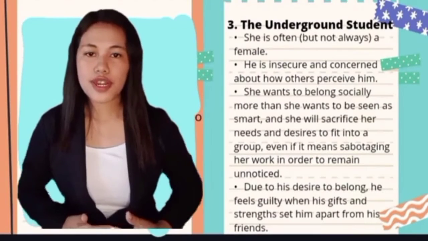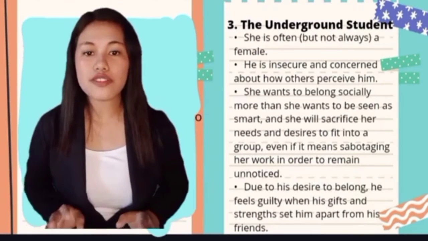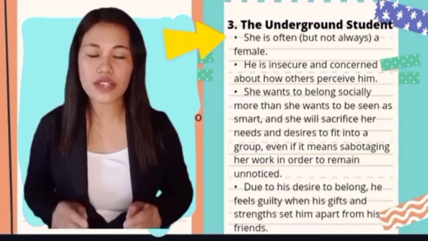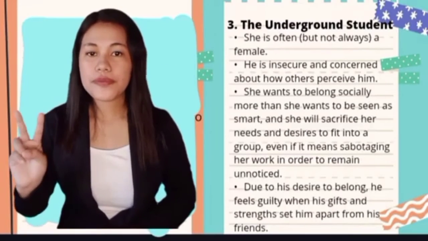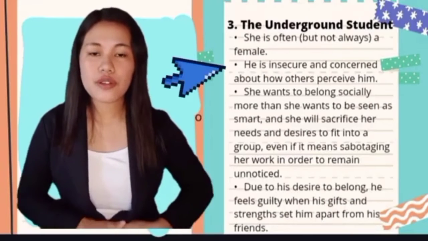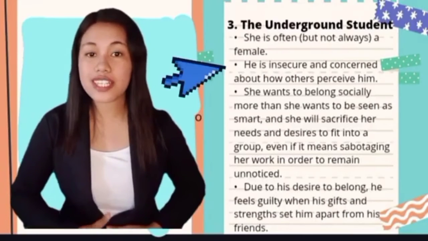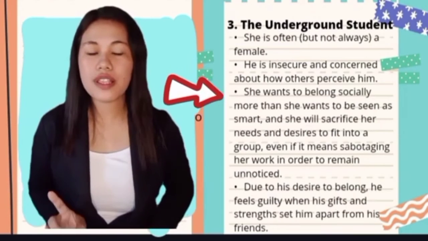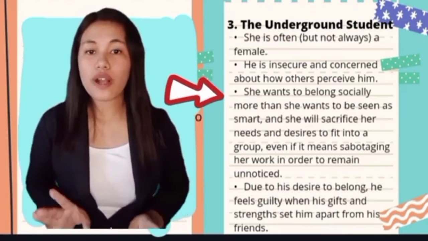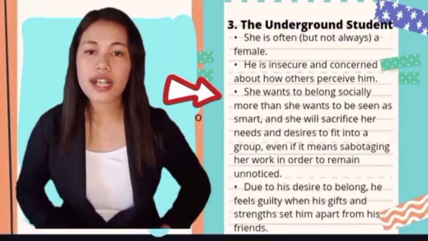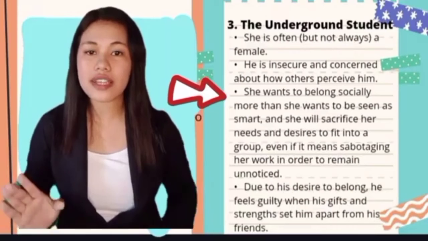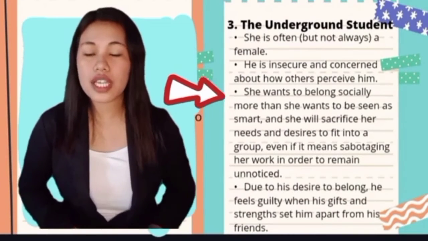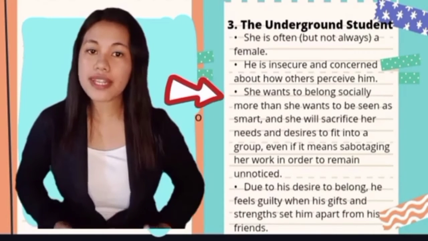The third under the checklist is the underground student. Number 1, she is often but not always a female. 2, he is insecure and concerned about how others perceive him or her. 3, she wants to belong socially more than she wants to be seen as smart, and she will sacrifice her needs and desires to fit in a group, even if it means sabotaging her work in order to remain unnoticed.